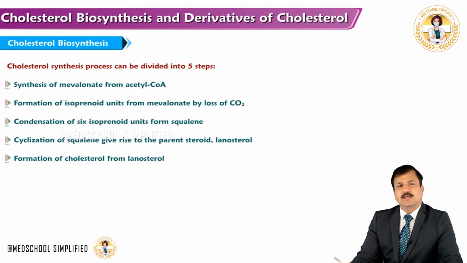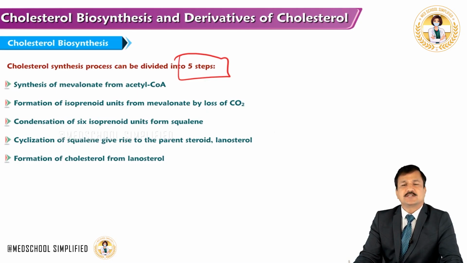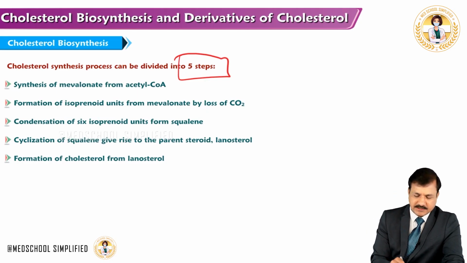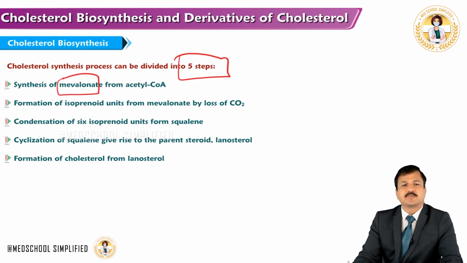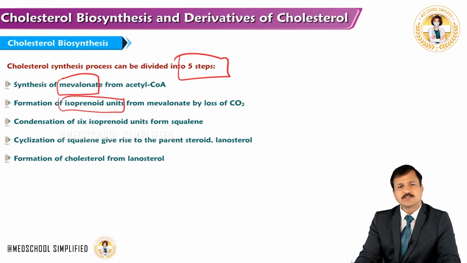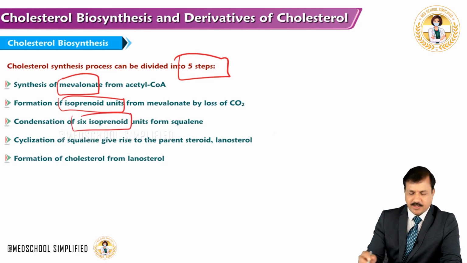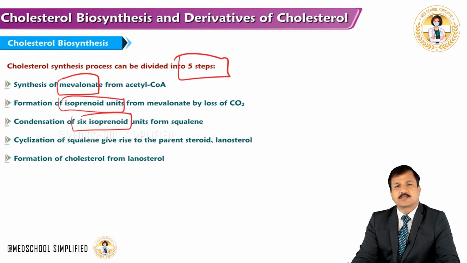Now let's move on to see the cholesterol synthesis process, which can be divided into 5 steps. Step 1 is synthesis of mevalonate from acetyl-CoA. Step 2 is formation of isoprenoid units, which are 5 carbon molecules. And the third step is condensation of 6 isoprenoid units to make squalene.